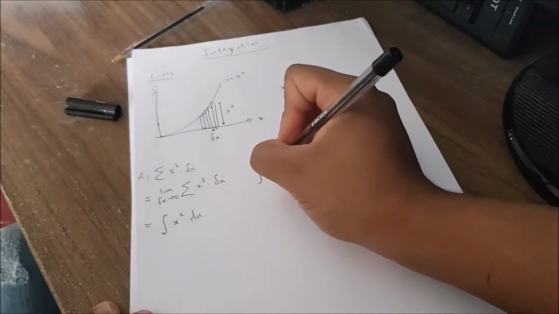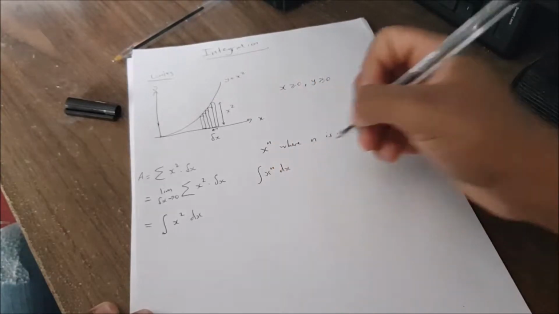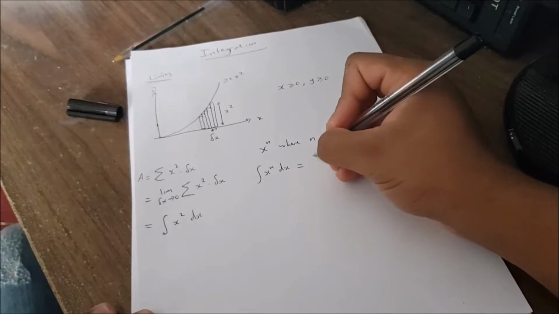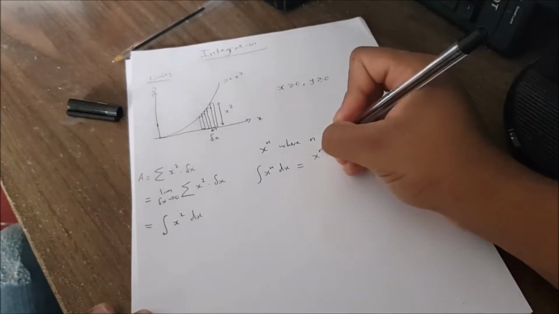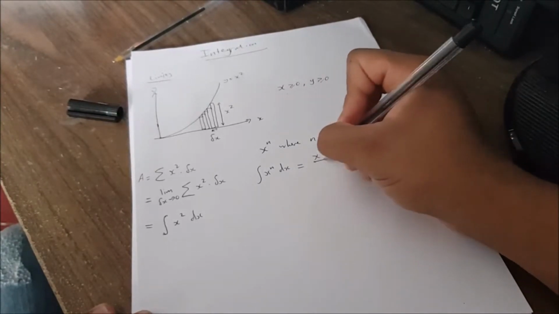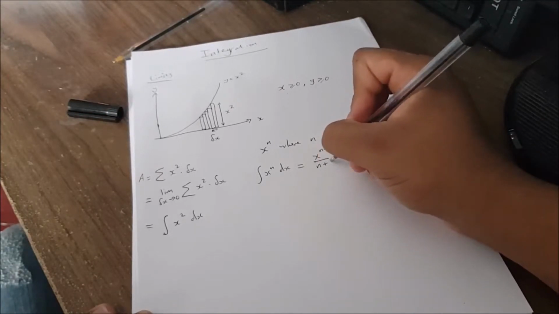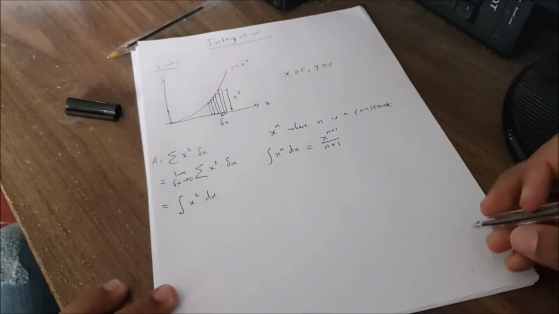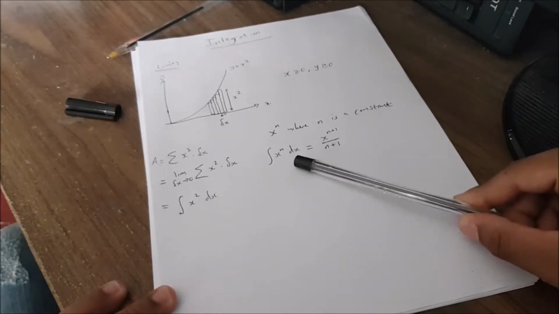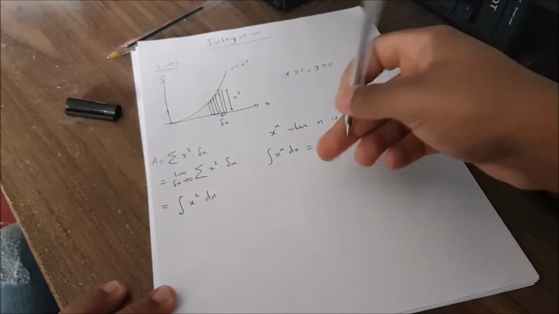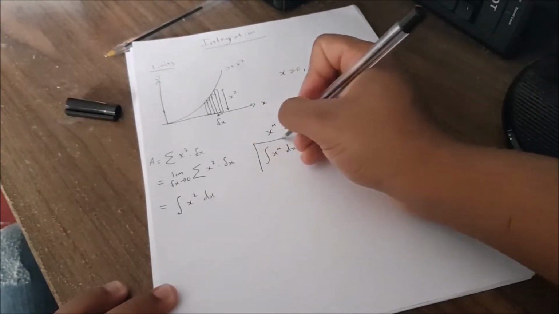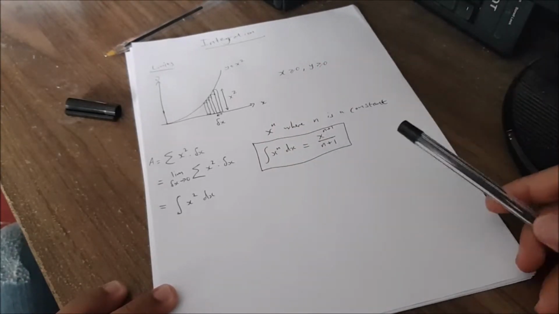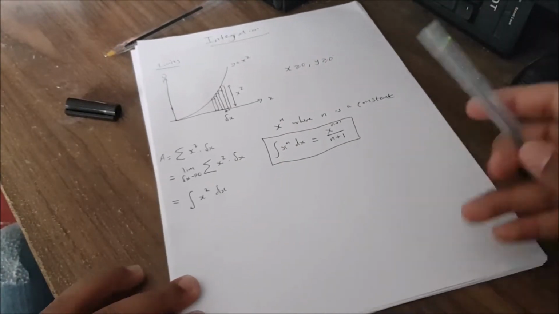When you integrate x to the power of n with respect to dx, the general formula to use is x to the power of n plus 1 divided by n plus 1, where n is, of course, a constant. So you're probably thinking, okay, let's use this general technique on this term.